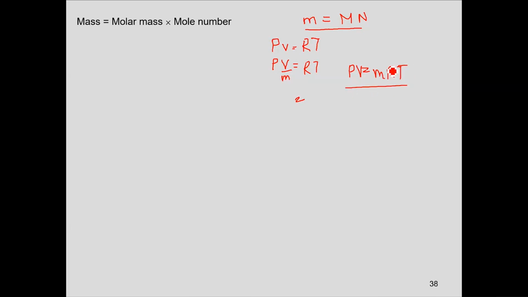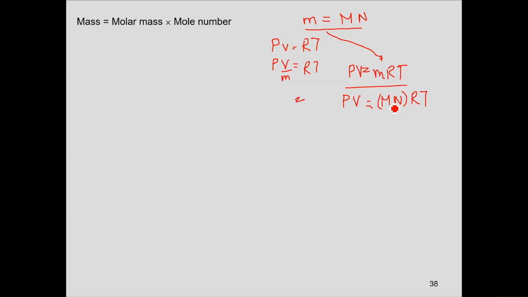Now, if I replace over here M with molar mass and number of moles, I would have this equation PV equals M N R T. Is this equation clear to you?